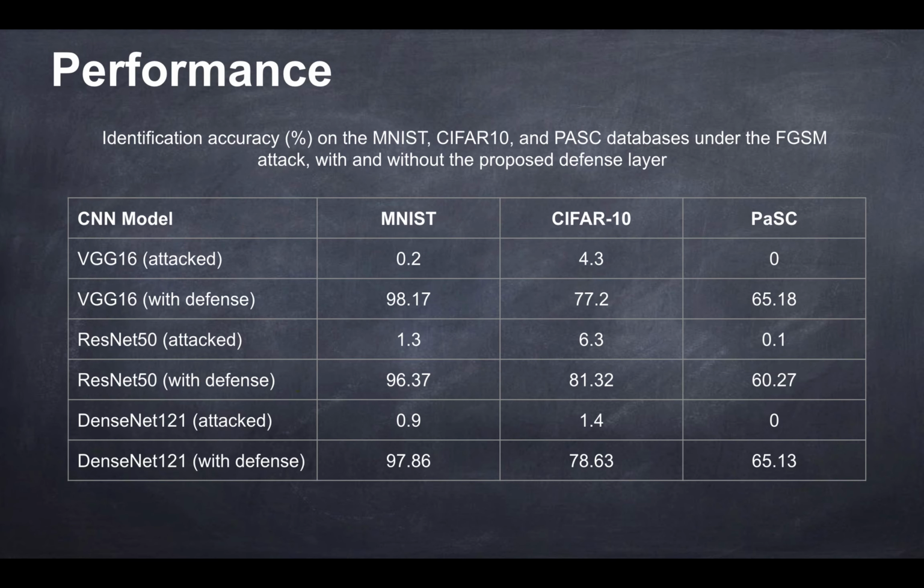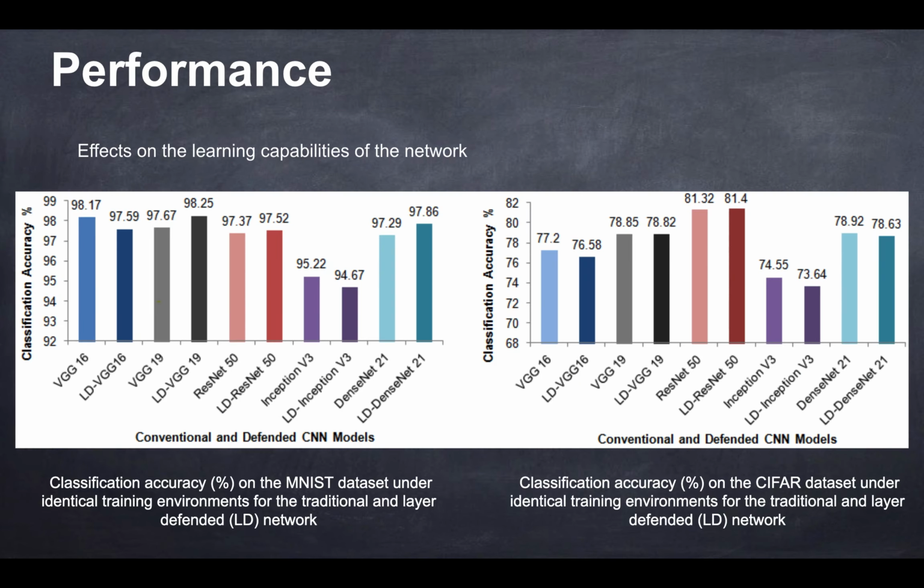Here we report the performance results of this experiment. It is evident that using the defense layer has had an impact on the adversarial capabilities of these attack algorithms. These algorithms are not being able to fool the system anymore. In this experiment, we report the learning capability of the network with and without the proposed defense layer. The results of the experiment prove our assertion that adding the layer has no impact on the learning capability of the network.